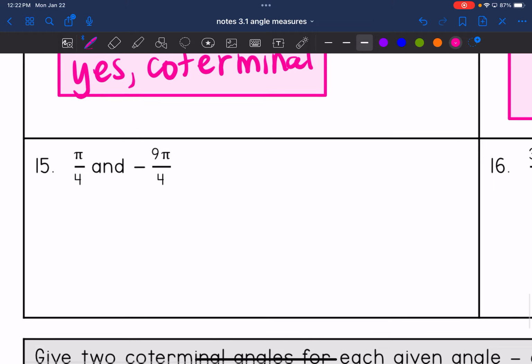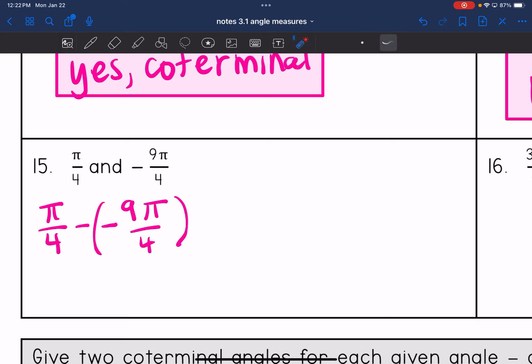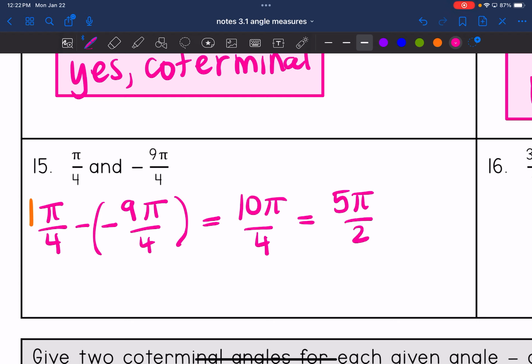Okay, then I have the two angles pi over 4 and negative 9 pi over 4. So in this one, we're going to have to subtract fractions. So you just have to make sure that they have the same denominator, which they do. They both have 4 at the bottom. So let's just subtract them like normal. Pi over 4 minus negative 9 pi over 4. That double negative here is going to turn to a plus. And one thing to remember is that this pi has an invisible 1 in front of it. So 1 plus 9 would give me 10. 10 pi over 4. And then let's just reduce this as much as we can. That would be 5 pi over 2.